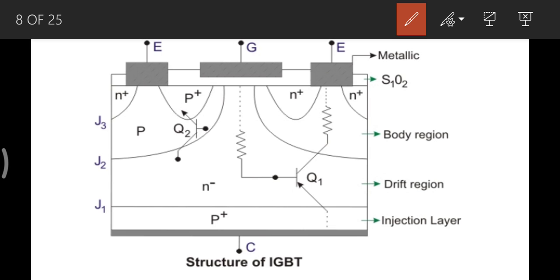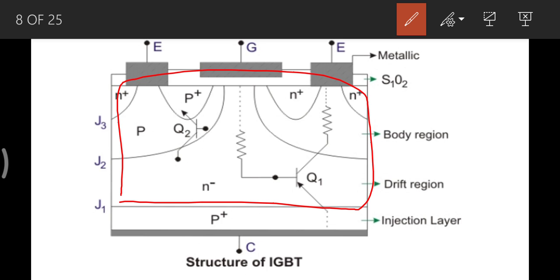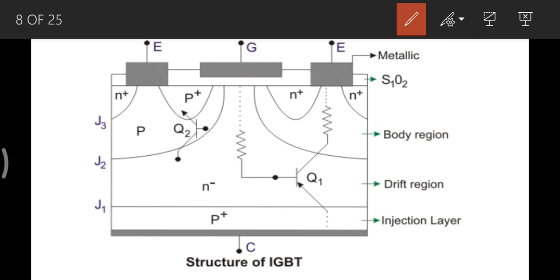Actually, up to this we are considering an N-channel MOSFET. But in addition to this, we are going to add the P plus layer. So this is the additional structure we are adding to the MOSFET. Because of this, we are forming the IGBT.